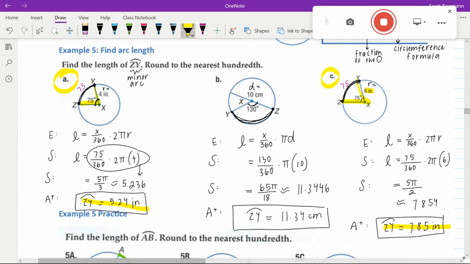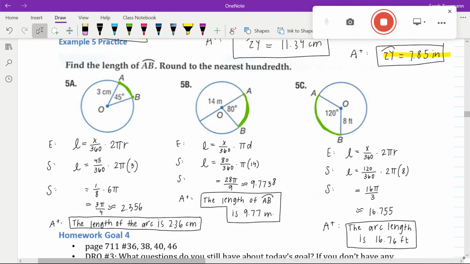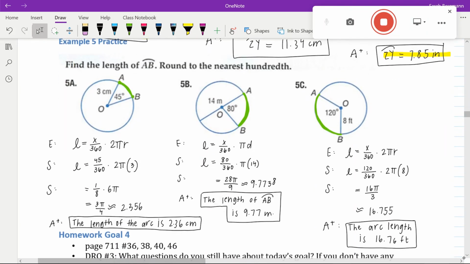Go ahead and try the 3 practice problems below. Pause the video and do them for yourself first. Here are your answers for those practice problems.